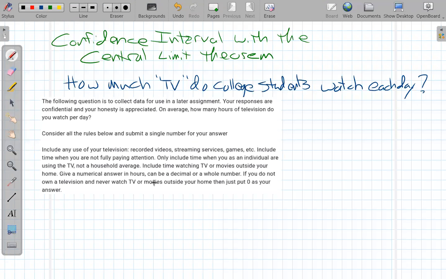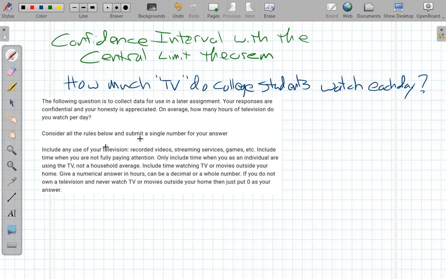So in all my statistics classes and other classes related to statistics, I ask my students how much TV they watch on average each day. Here's a copy of the question my students see in one of their first assignments, and I've been doing this for many, many years now.